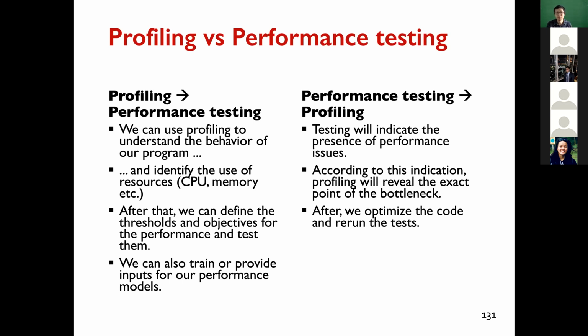Second way is first you run performance testing, then you run profiling. In your performance testing, you will indicate the presence of performance issues. You find performance issues, you find the system very slow, but why is it slow? You don't know which part caused the bottleneck, right? So then you want to do profiling to understand which part caused the problem, to find the root cause of the performance issue. And then you can improve your code to fix it, or optimize your code to fix it.